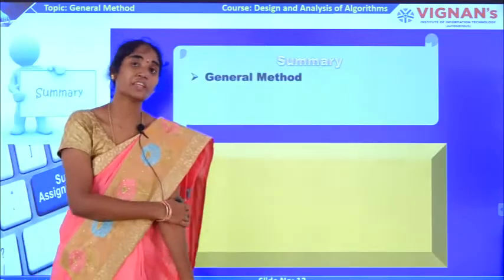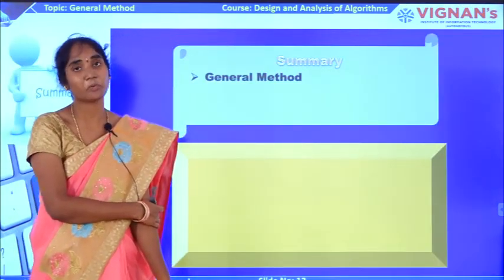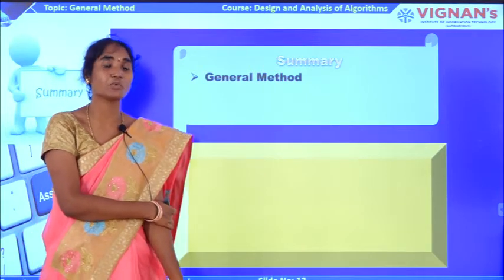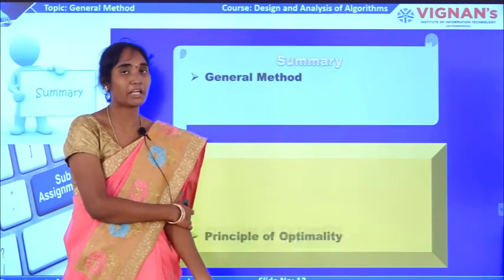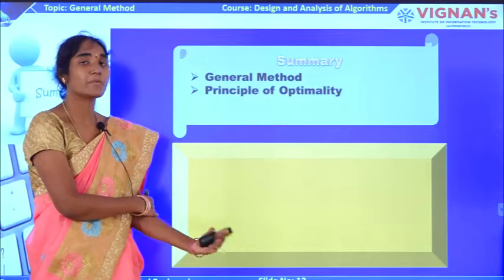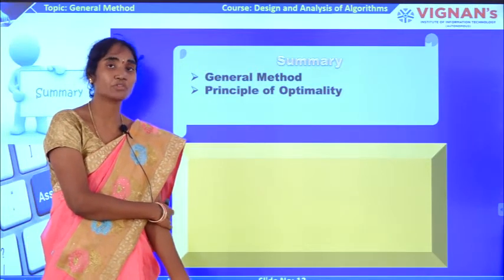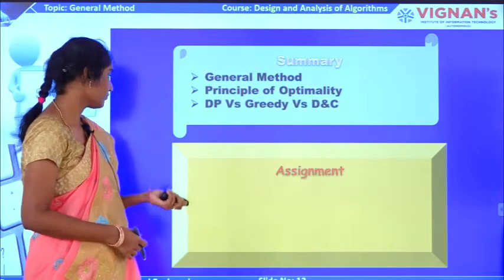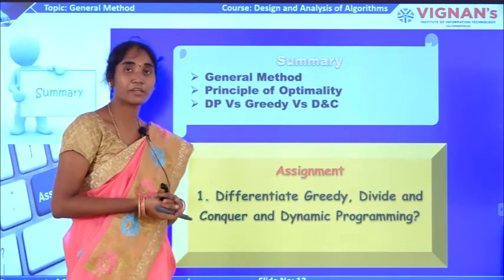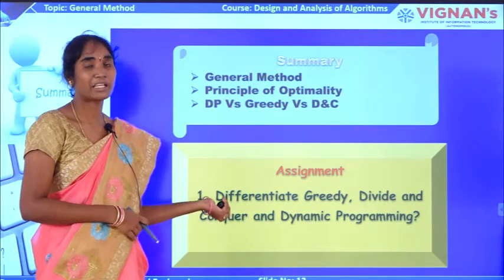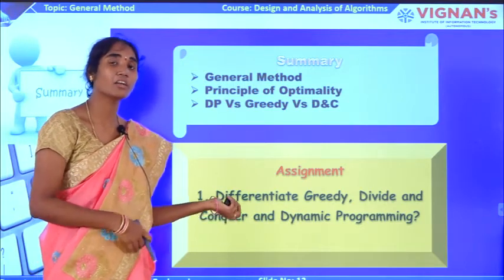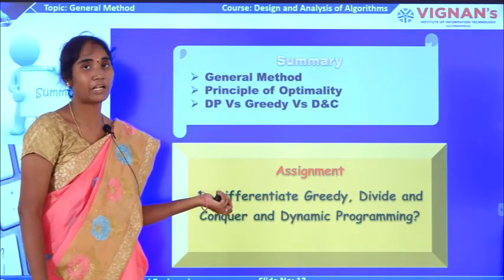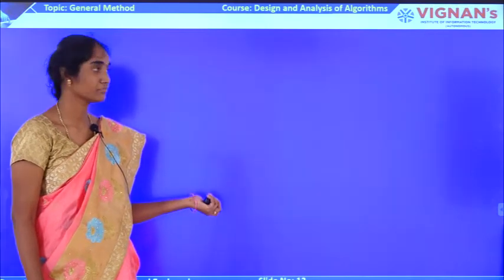Coming to the summary, today we have seen what is meant by dynamic programming and what is the principle we have used, that is principle of optimality, and also we have seen the basic difference between greedy approach, DNC approach and dynamic programming. And this is a small assignment: differentiate between all the three programming paradigms that you have learned today.